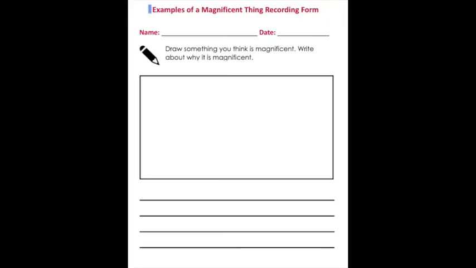The directions say, draw something you think is magnificent. Write about why it is magnificent. First, you need to draw something that's magnificent, beautiful to look like, and spectacular. And then write about why that thing is magnificent. Why is it so beautiful to look at? And why is it spectacular? I can't wait to see what you decide to write and draw about.